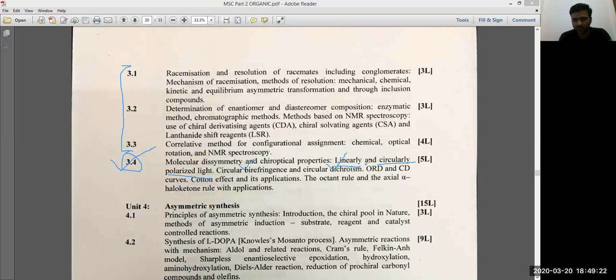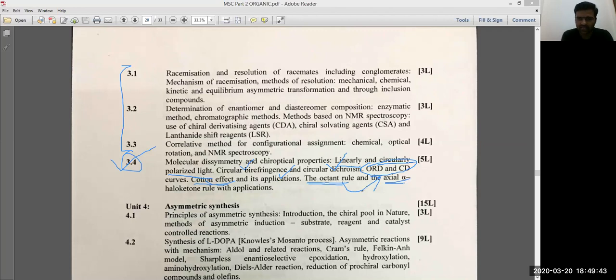So what we have to do today is look at CD and ORD curves. We have to look at what exactly is the meaning of cotton effect, how can it be applied, and there are a few empirical rules that have been included in the syllabi. One of them is the octant rule, and a subset of the octant rule is the axial alpha haloketone rule.